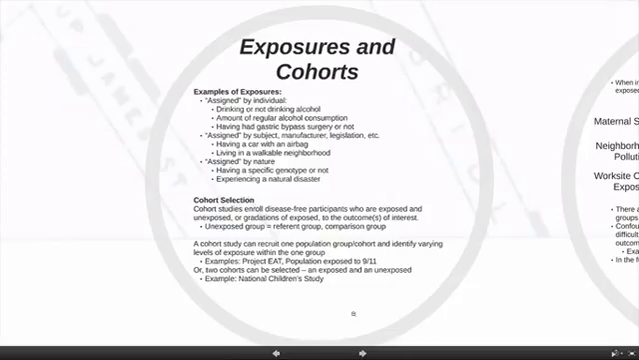And again, this might be important if you have a rare exposure and you really need to track down people who have and do not have that exposure.